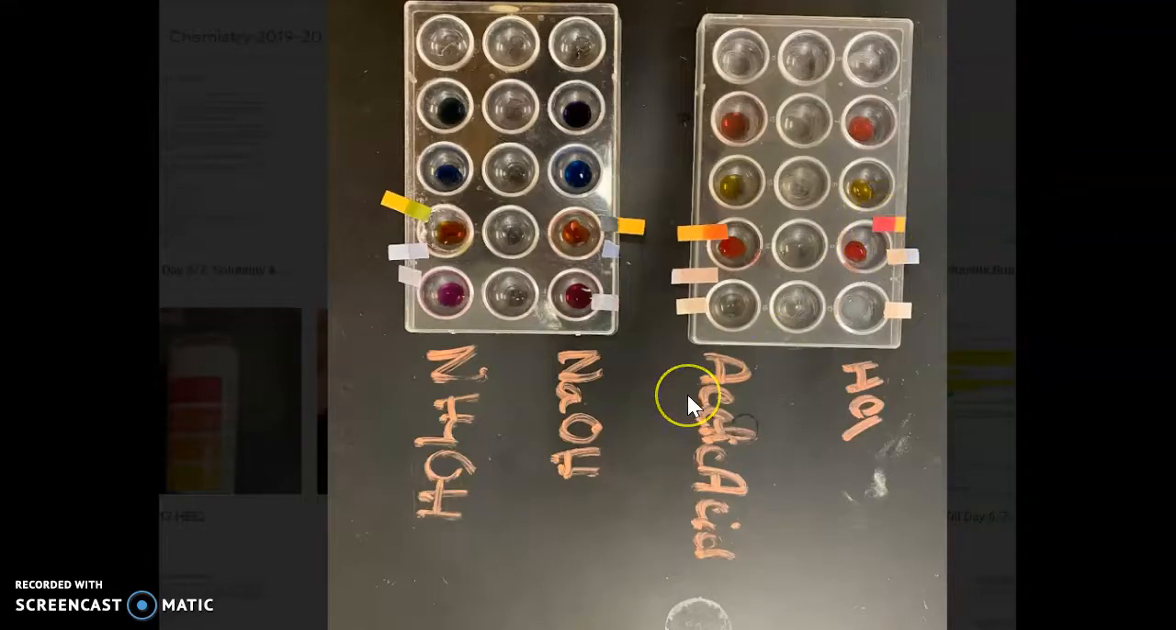Then for the acetic acid, the second column, the red litmus paper stayed red, the blue turned red-pink, and then the pH paper turned a burnt orange color, about a 3. Phenolphthalein is the same, it's clear here. Methyl orange is still a burnt red, yellow for bromothymol blue, and universal indicator is still in that red area.